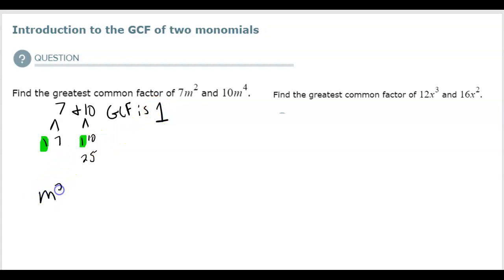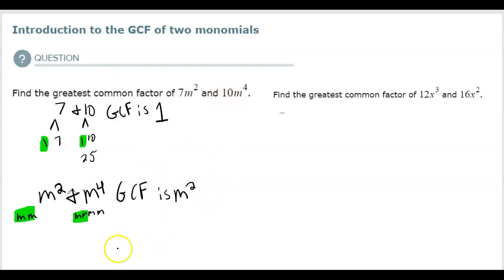And then m squared and m to the 4th, our greatest common factor is going to be m squared. Because we can think of this as mm, mm. 2 m's is the greatest thing they both have in common. So the greatest common factor is m squared. So if we combine them, it is 1m squared.